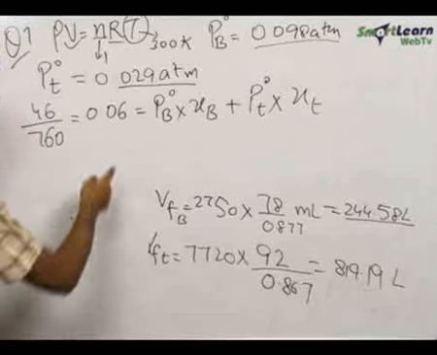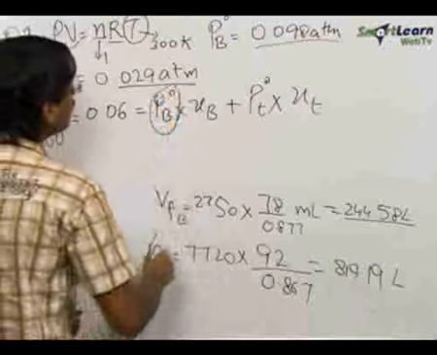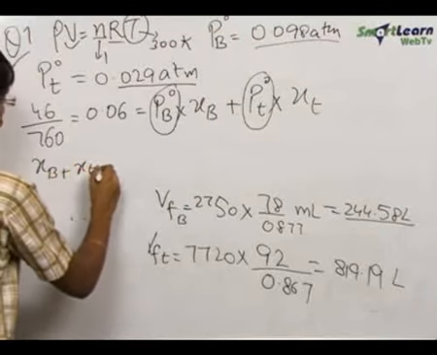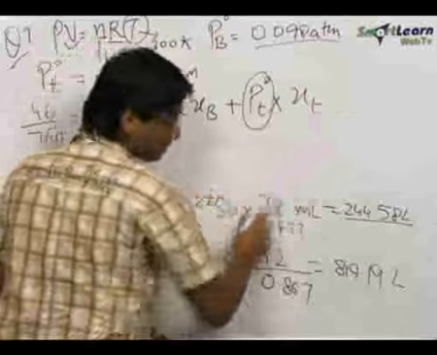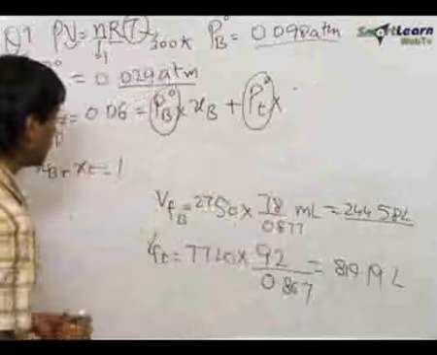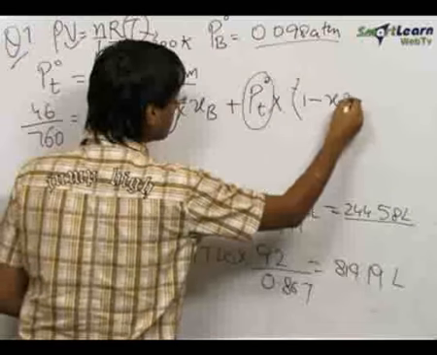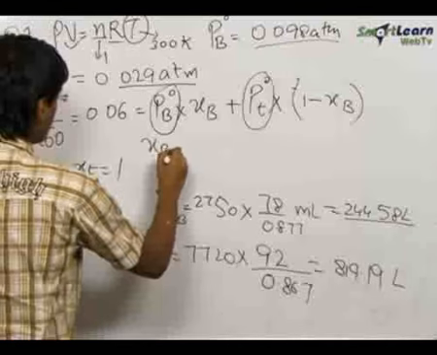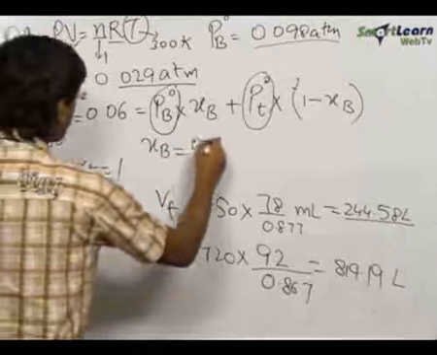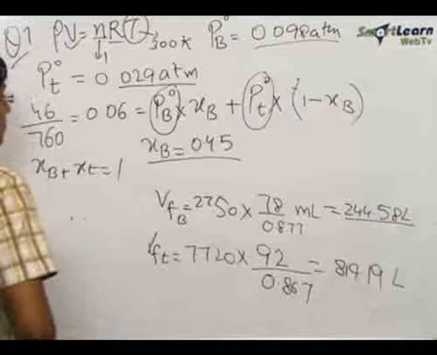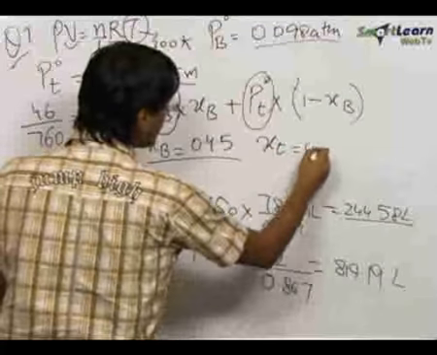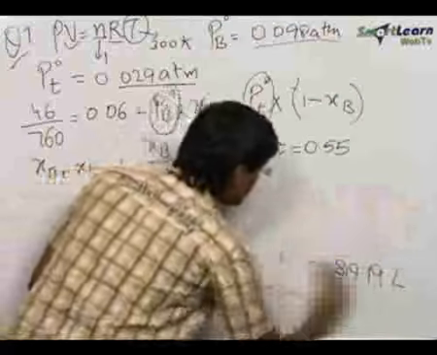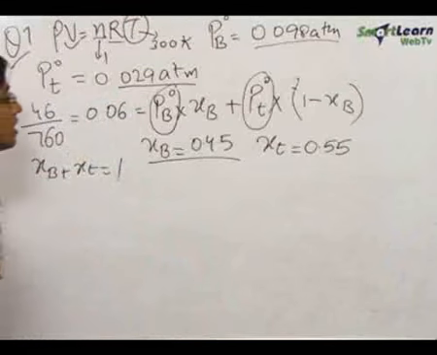Now we know the value of PB naught, we know the value of PT naught, and we know the equation XB plus XT is equal to 1. So putting 1 minus XB in place of XT, we get the entire equation in terms of XB. On solving this, our XB, or the mole fraction of benzene in liquid solution, comes out to be 0.45. So the mole fraction for toluene will be equal to 0.55.